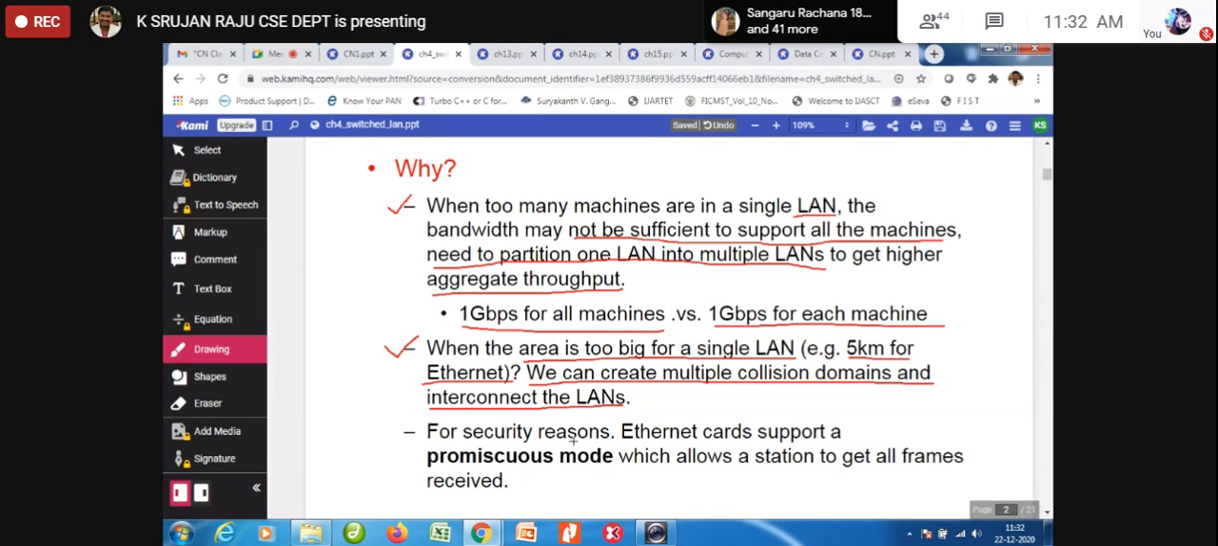Then, for security reasons, Ethernet cards support a promiscuous mode. Please, this is very important, dear friends, you need to understand it. Does anyone know about this? Uday, are you available? What is this promiscuous mode? Don't know, sir. You did a course, it seems, no?